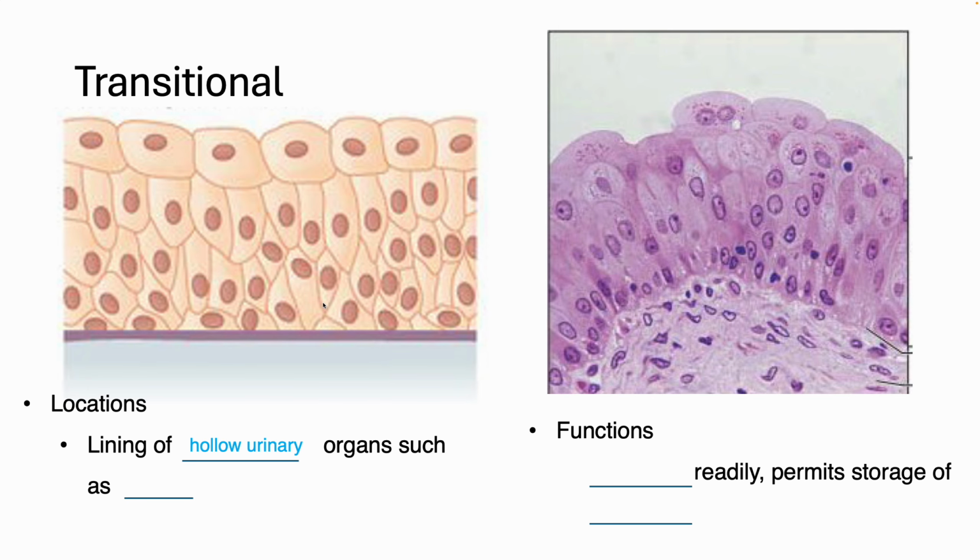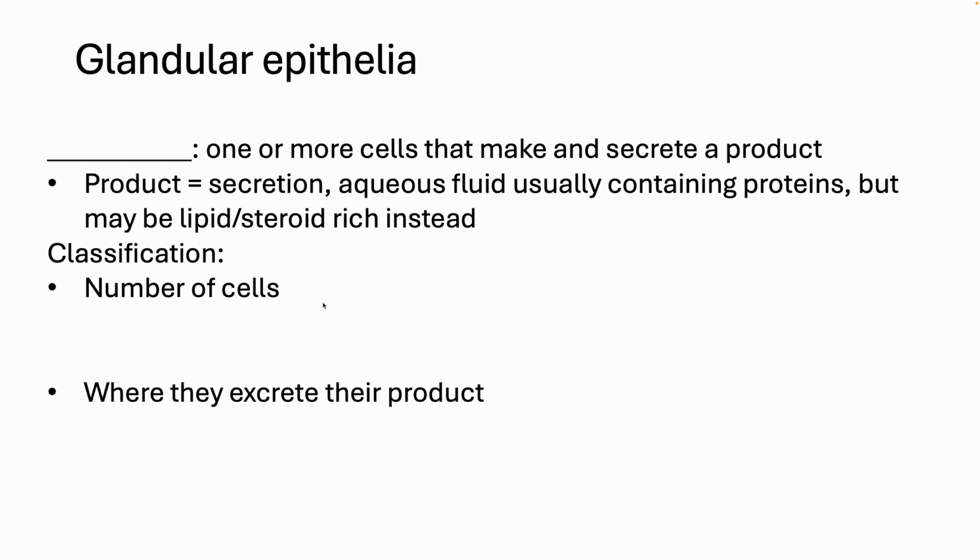Transitional epithelium is going to be found in the lining of the hollow urinary organs, such as the bladder. Its function has to relate to the fact that it can stretch, thus permitting storage of the urine. All right, so that was the proper epithelia.